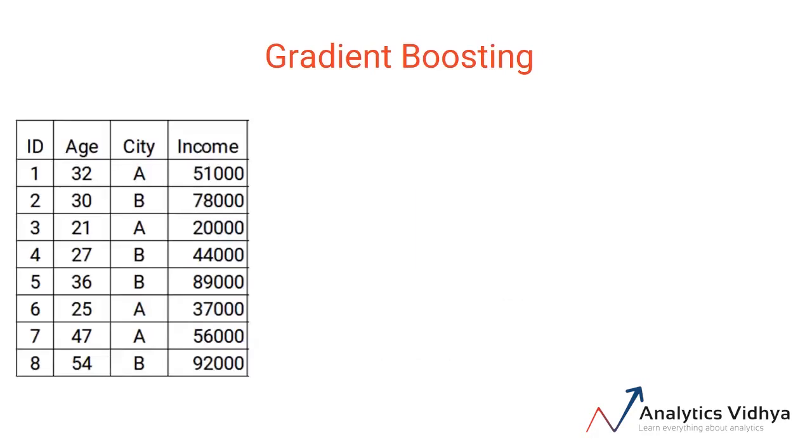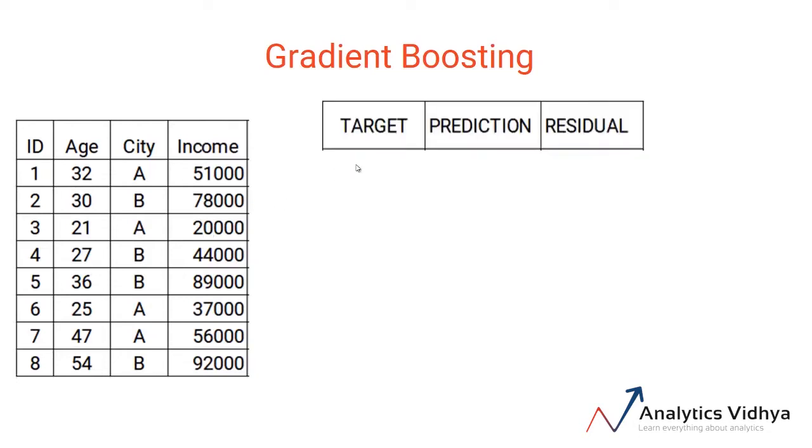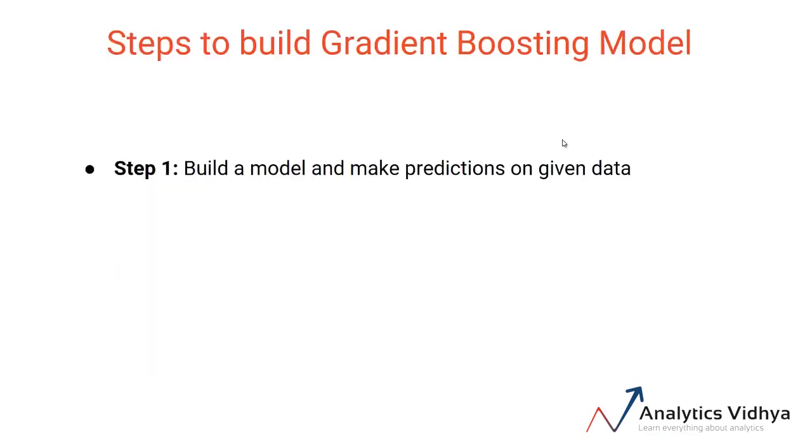So here we have the following data with two features, age and city, and the target variable is our income. So based on the age and the city a person is living in, we have to determine what income he is earning. Note that throughout the process of gradient boosting, we'll be updating the following: the target of the model, the predictions from the model, and the residuals. To simplify the understanding of the gradient boosting machine, we have broken down the process into 5 simple steps. Let's look at our first step.